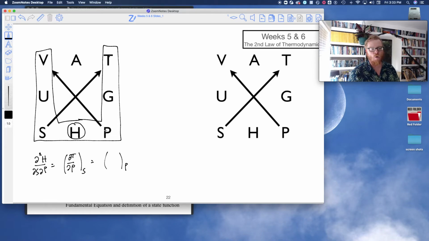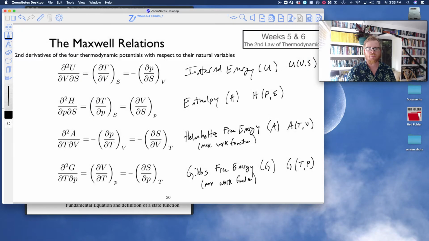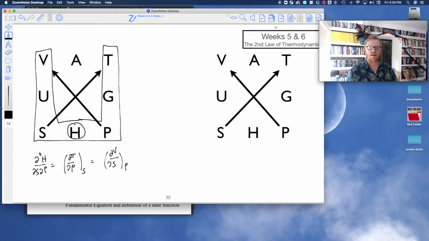So now I go over to my constant P. I travel with the arrow. I get V, partial of V by partial of S at constant P. Okay, so let's remember that. The Maxwell relation for H says dT by dP at constant S equals dV by dS at constant P. Let's see how we did. Aha! dT by dP at constant S equals dV by dS at constant P. Sweet.